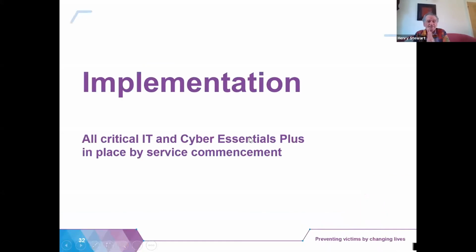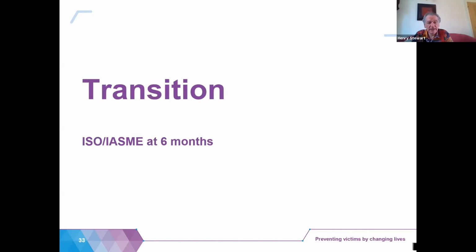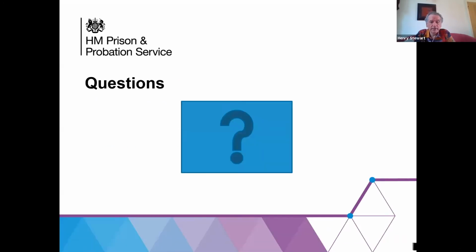Implementation and transition. At implementation, you'll need all critical IT and Cyber Essentials Plus in place at the date of commencement, and in fact 2 weeks before. So that's likely to be June 2021. Next, you'll need ISO and IASME in place by 6 months afterwards. I think that those are the key elements that need to be there. Actually, that's all. I've skimmed through that quite quickly.